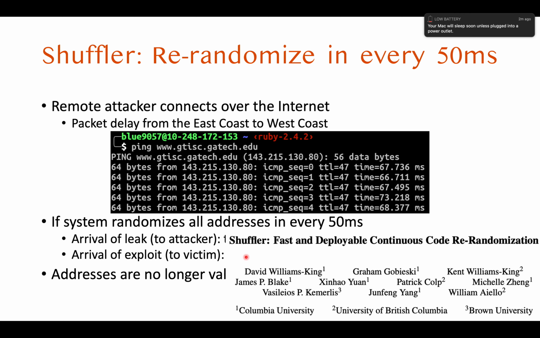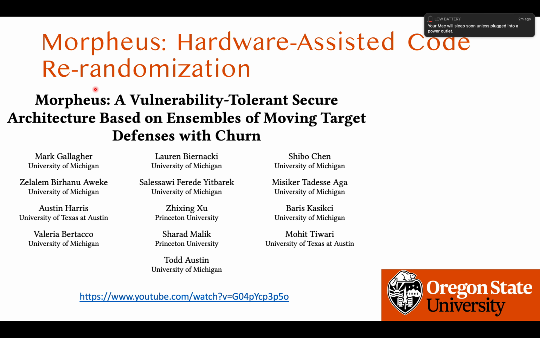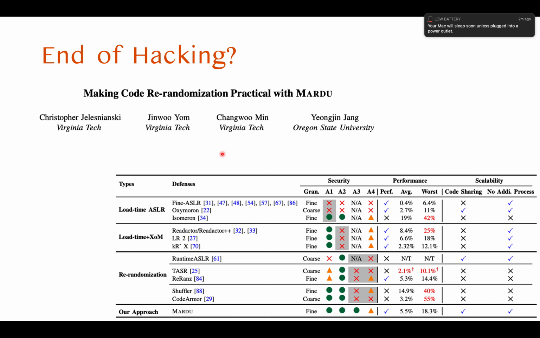So this paper, Shuffler, deals with timing-based re-randomization, and further, this work called Morpheus extended Shuffler to a hardware-enhanced version, so that they can re-randomize the entire address space in 5 microseconds or so, to protect against remote attackers. And if it is at microsecond granularity, then it could defeat local attackers too.